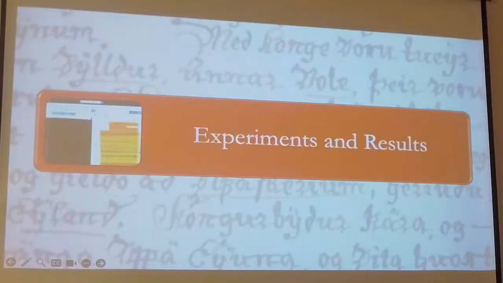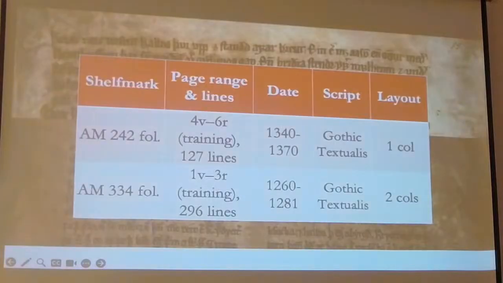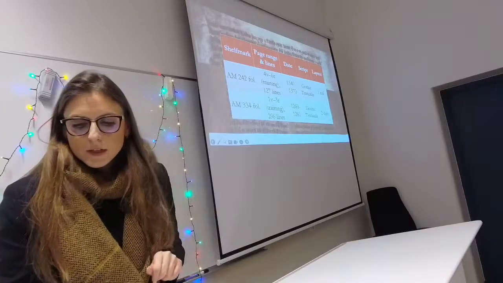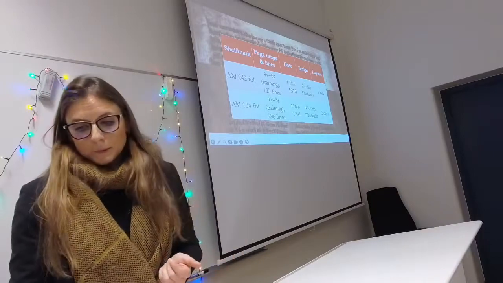Okay, so how did we go about achieving our goals? This is what the second part of this talk is about, and it is a micro case study. We designed a micro case study in which we used 2 Icelandic manuscripts, and on this slide you see some basic information about these manuscripts. Both were written in Gothic textualis. One is from the 13th century, the other one is from the 14th century. One is in a single column, the other one is in double column. We used 8 pages in total, so just 4 pages per manuscript, to fine-tune Cadmus Medieval and see whether we can gain some value by doing so.